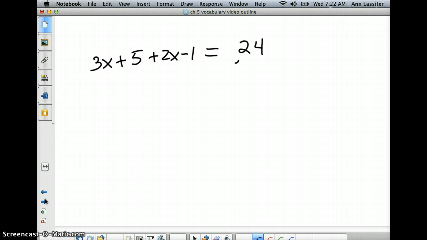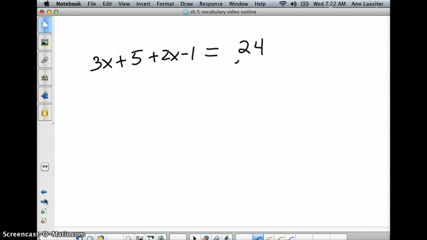The x is going to represent a box of weights. So 3x would be 3 boxes that each have x pounds in them. The 2x would be 2 boxes that each have x pounds in them. The 5 would be an additional 5 pounds that's added to the left side, and the minus 1 means that 1 pound was taken away.